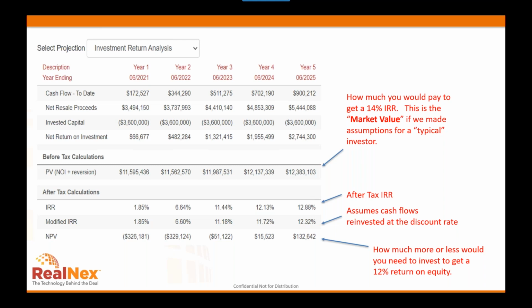The 132,642 says that if we only wanted a 12% rate of return, we could have paid $132,642 more for the property. If we went back and looked at our inputs, we would see that there was a 12% discount rate that was put in for the unlevered rate of return. So the idea is that if we only wanted 12%, based on the purchase price that we had for this property, we could have actually paid $132,600 more for the property.